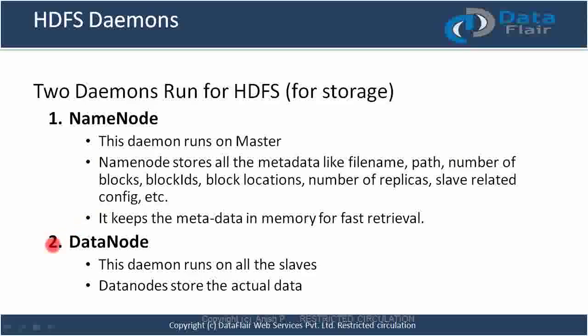Okay. The second daemon is the DataNode. This daemon runs on all these slaves. When we run a specific command, the JPS command, that I'm showing you in the workshop, on all the data nodes there will be an output of the JPS command as DataNode. The DataNode daemon must be up and live on all the slaves. DataNodes actually store the data.